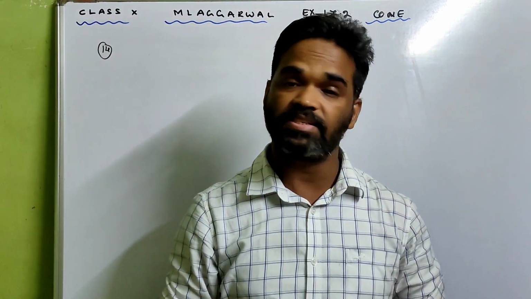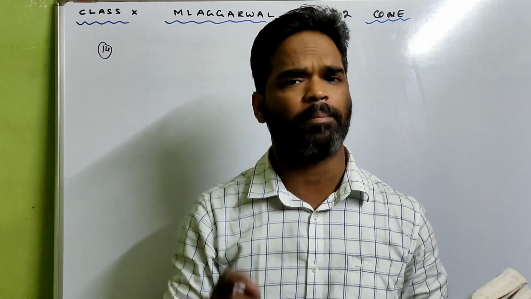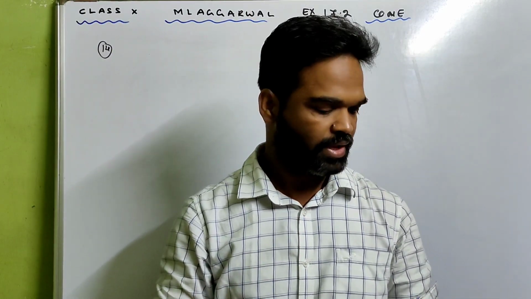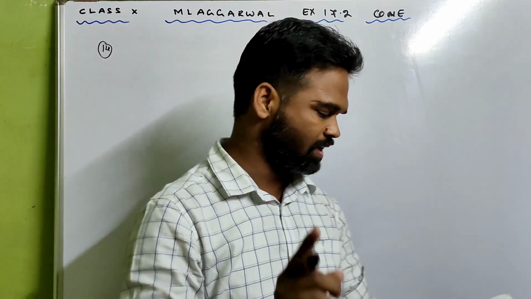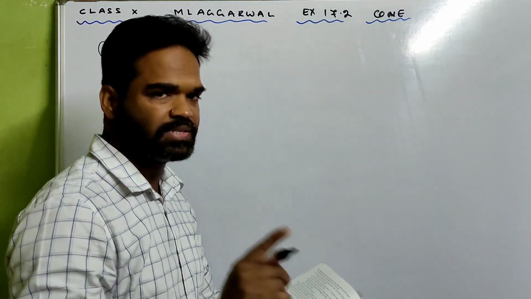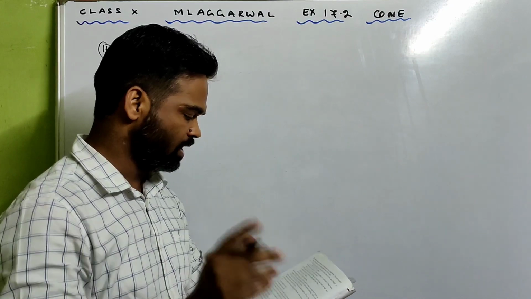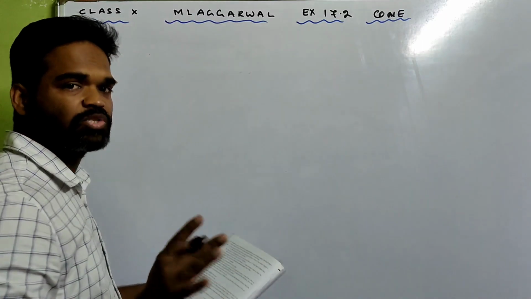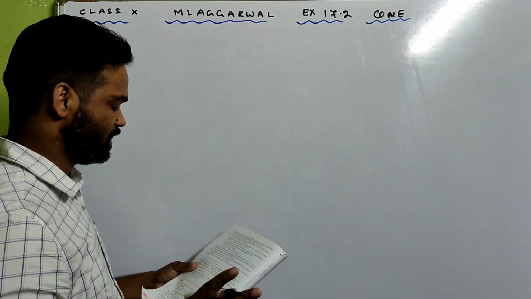So this video is for class 10 students and we were solving sums from mensuration, Exercise 17.2 from M L Aggarwal. We already did till sum number 13. You can see the description box for the previous video. In this video we'll start from sum number 14, exercise 17.2 based on cone, volume and surface area.